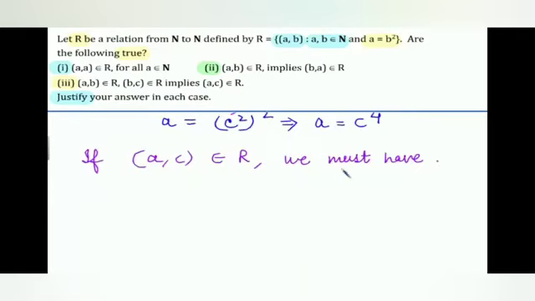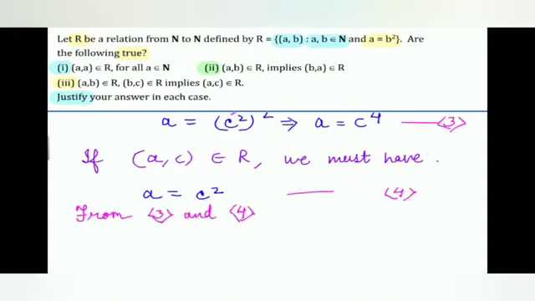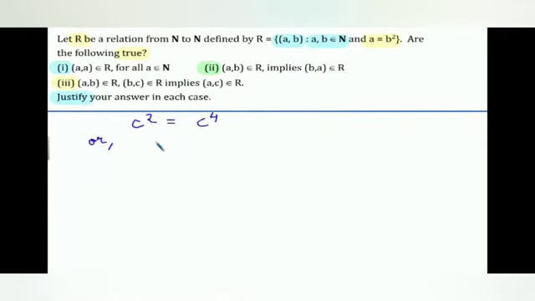If AC belongs to R, we must have A is equal to C square, equation number 4. From equation 3 and 4 you can realize that equation 3 said that A is equal to C raised to 4 and you have to prove A is equal to C square. Now put equation 3 in equation 4. C square is equal to C raised to 4.